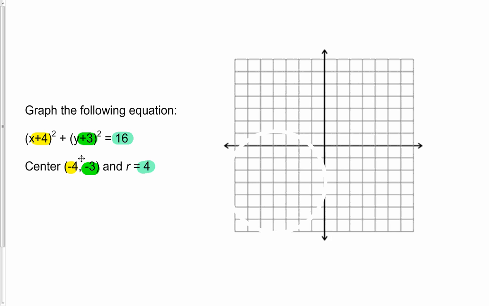So to graph that, we look at our graph and we find negative 4 for our x, negative 3 for our y, and we found our center is going to be right there. So we plot our center, and then we go 4 in each direction to plot points. So 1, 2, 3, 4 up, 1, 2, 3, 4 over, 1, 2, 3, 4 down, and 4 the other way is going to be cut off our graph, but I'll just put it out there.